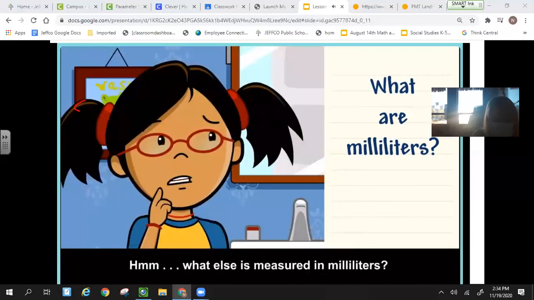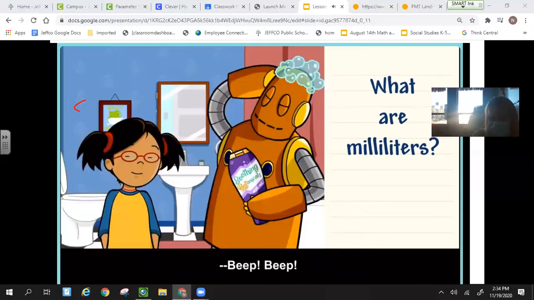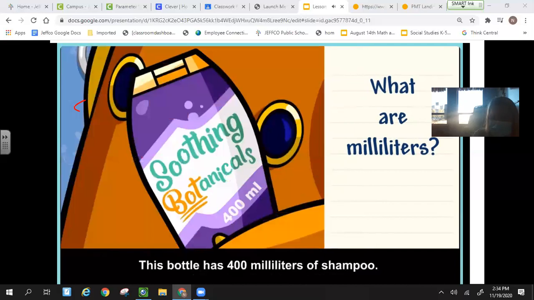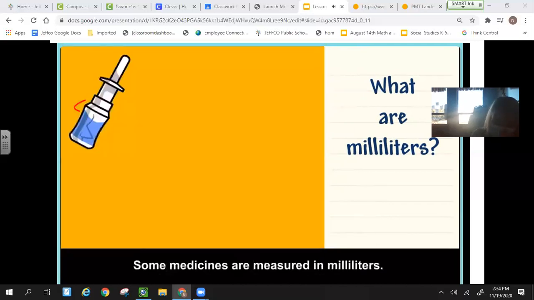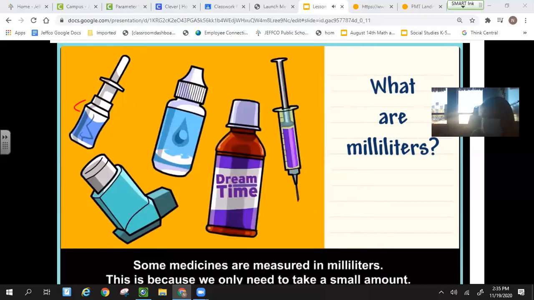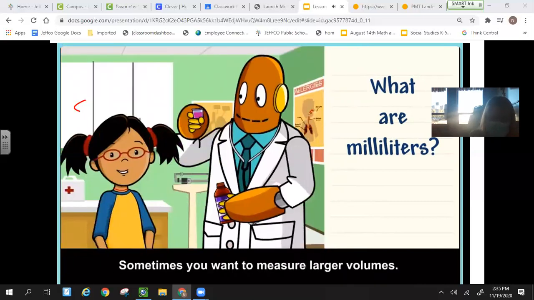What else is measured in milliliters? Oh, right. This bottle has 400 milliliters of shampoo. Some medicines are measured in milliliters. This is because we only need to take a small amount. Sometimes you want to measure larger volumes.